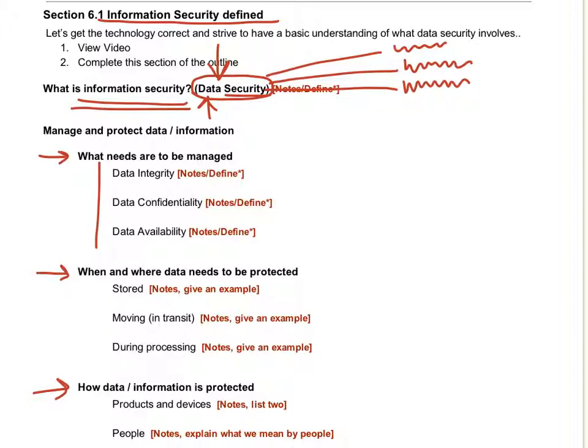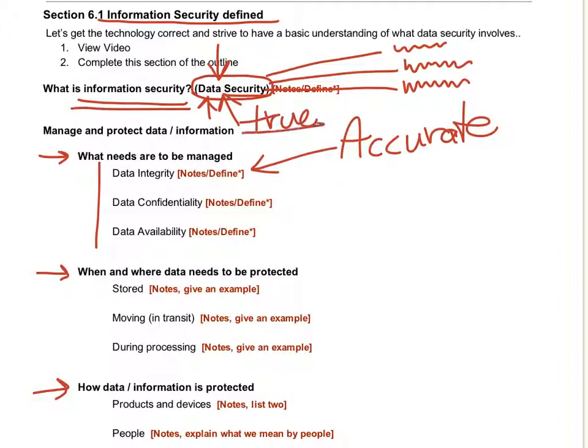Data integrity. Is the data accurate? If you want to put another word with that, is the data accurate? When somebody has data about you, is that data true? Do they have the correct data about you? Confidentiality has to do with who can see the data. Who has the right to see the data?